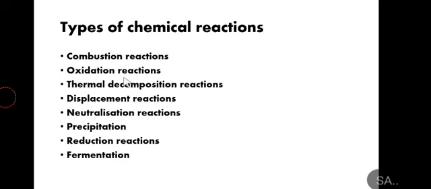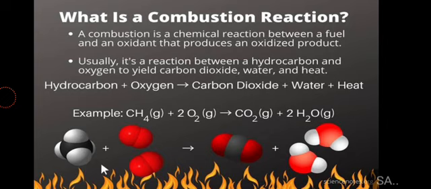I have listed few types of chemical reactions here. As you can see, combustion reactions, oxidation, thermal decomposition, displacement reactions, neutralization reactions, precipitation, reduction reactions, and finally the fermentation reactions. I'll explain them one by one. So first of all, the combustion reactions. Combustion reactions are commonly known as the burning reactions.